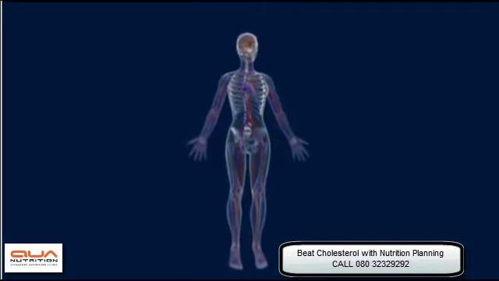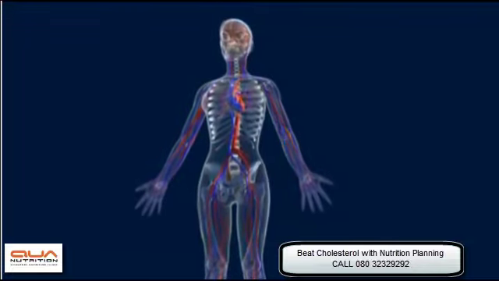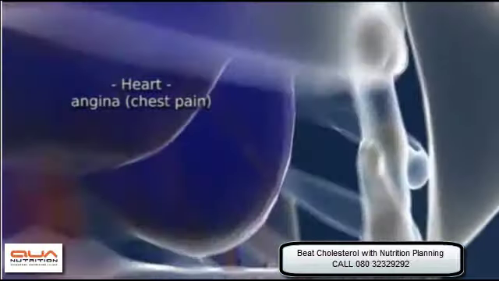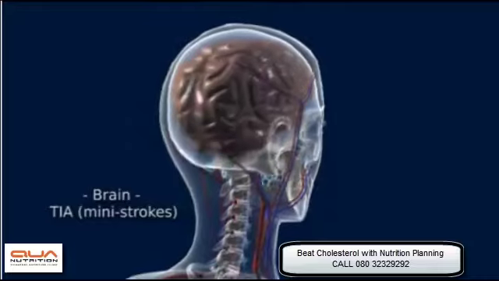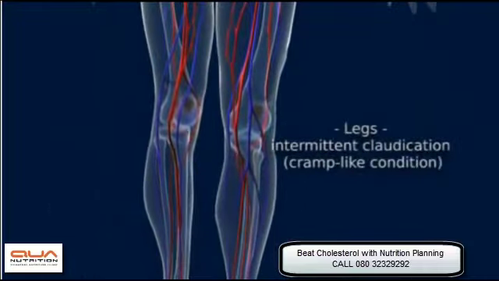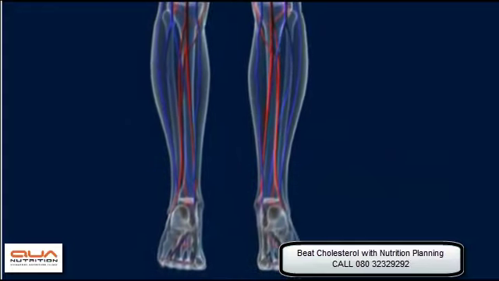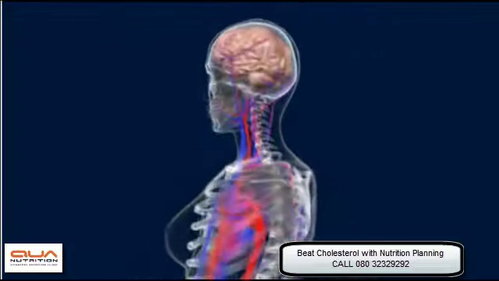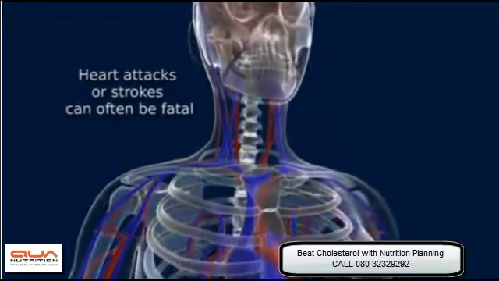But some people can have no symptoms even with extensive atherosclerosis and are at risk from sudden death. The symptoms depend on the site of the affected artery. In the heart, it can manifest as chest pains, angina. In the brain, as a type of mini-stroke called transient ischemic attacks. And in the legs, as a cramp-like condition called intermittent claudication, which can result in amputation of the limb. If a plaque ruptures, the resulting blood clot may block the artery and cause a heart attack or a stroke, which can often be fatal.